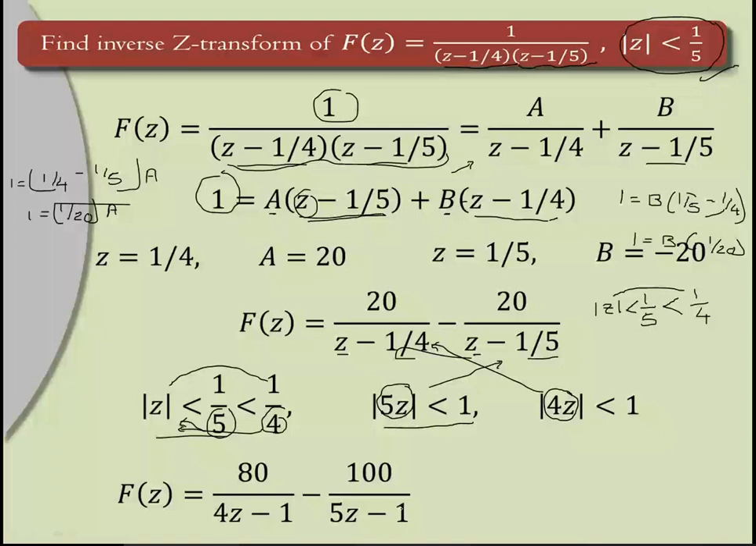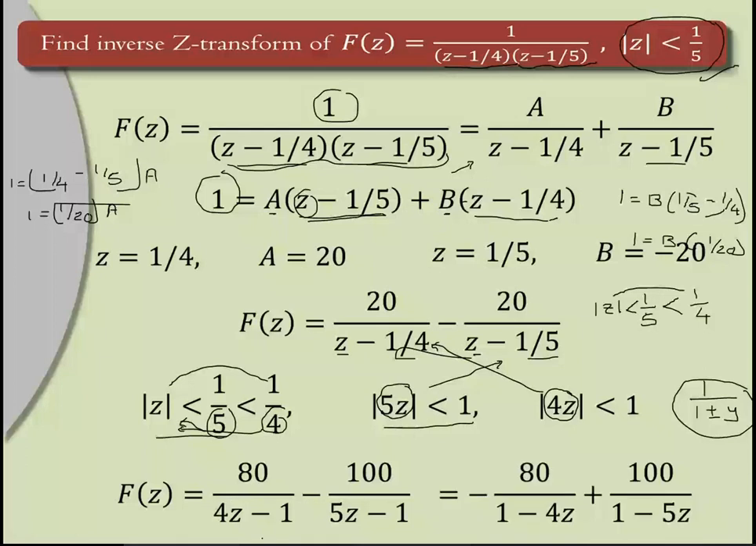Now we want to try to get such type of terms: 1 plus or minus 1 divided by 1 plus or minus y. 1 is already there, but we want 1 minus something or 1 plus something. So for that, just take the minus sign common from both these terms. We want 1 minus something, so taking the minus sign common, it becomes minus 80 upon 1 minus 4z, minus minus becomes plus 100 upon 1 minus 5z.